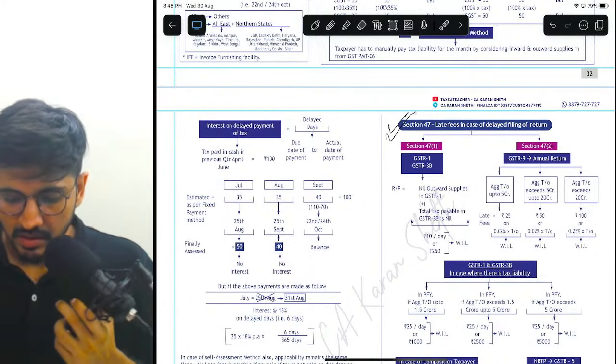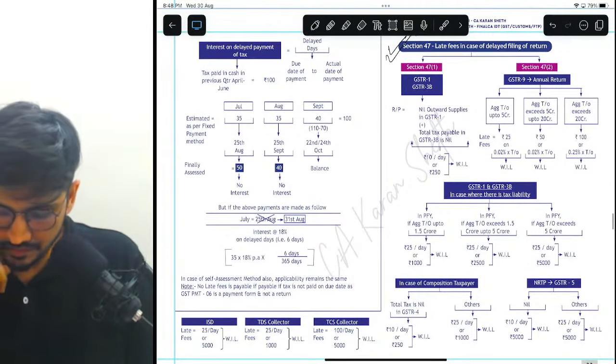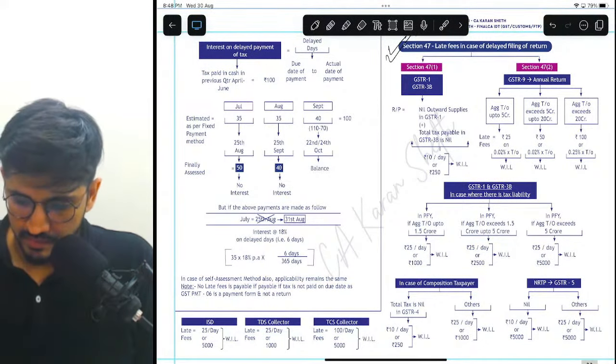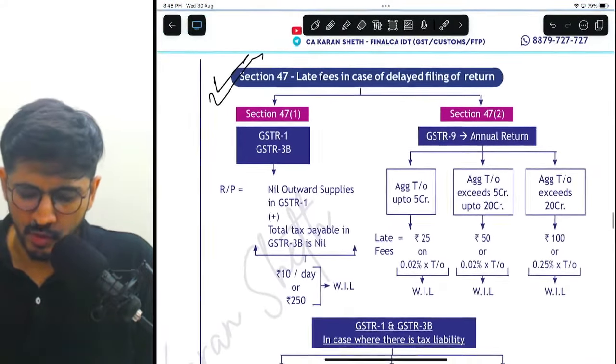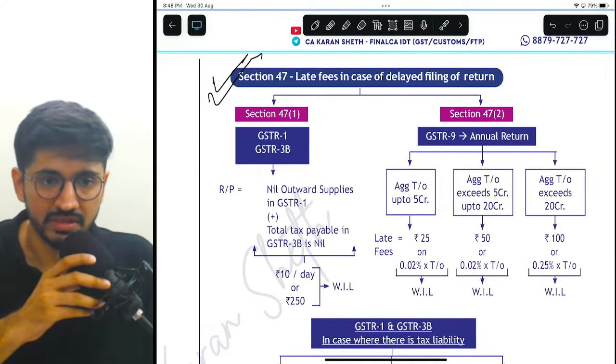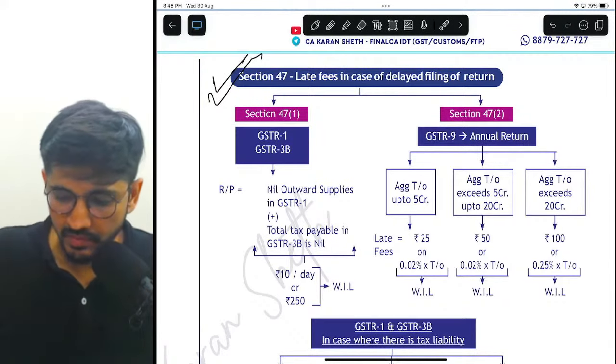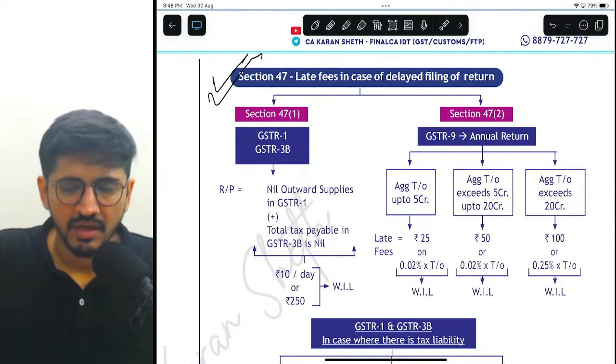Okay, friends. Before we go ahead with QRMP scheme, let's just wrap up with this, that is the late fee part.